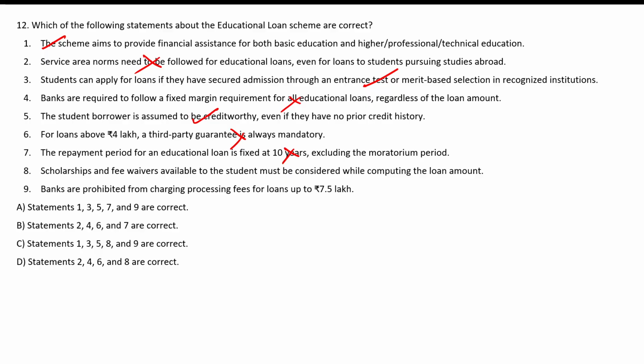Scholarship and fees waiver available to the student must be considered while computing the loan. This statement is correct, and banks are prohibited from charging processing fees for loans up to 7.5 lakh. This is also correct. So 1 is correct, 3 is correct, 5 is correct, 8 and 9 are correct. So option C is the correct answer for this question.